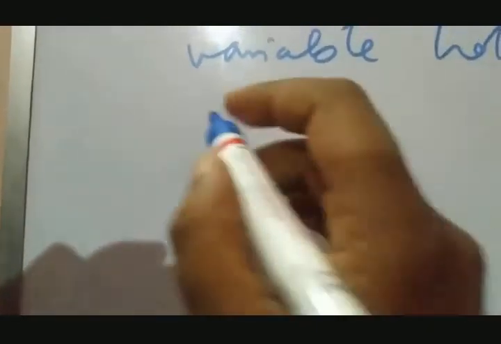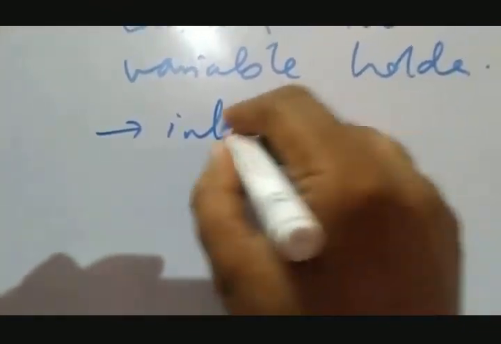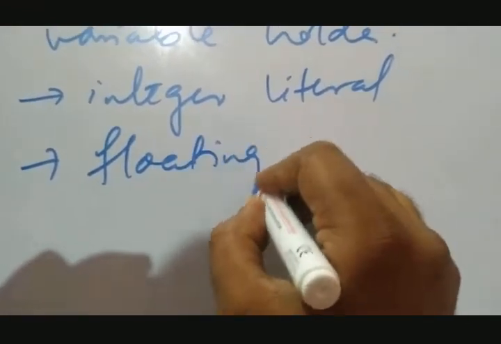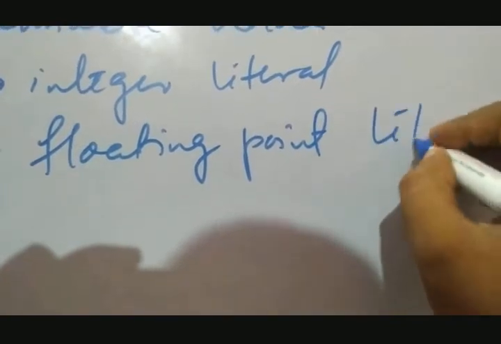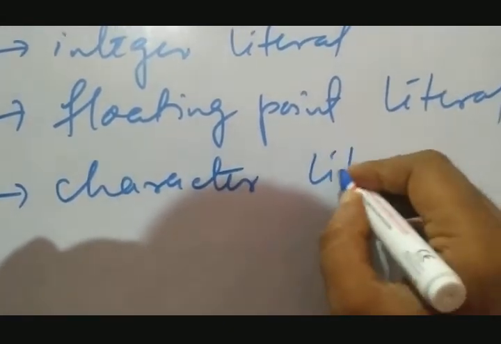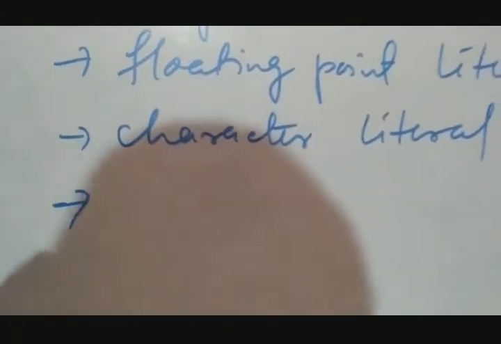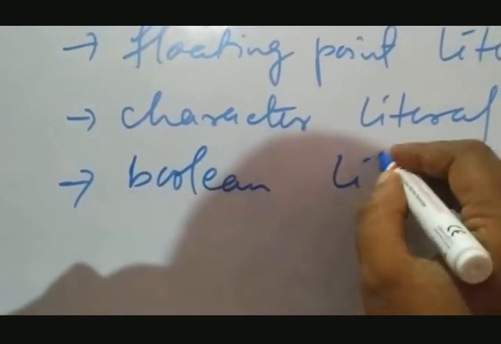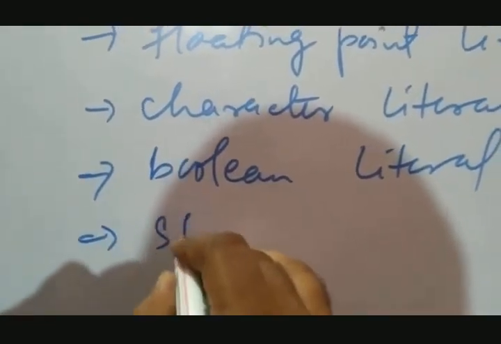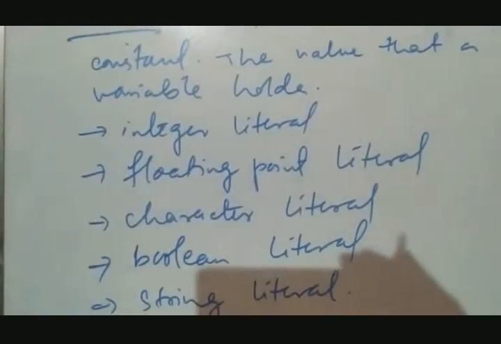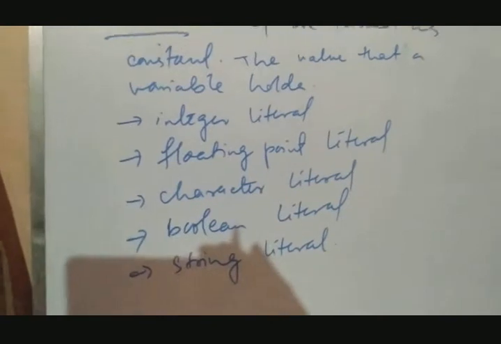Now the literals can be classified as: first one is integer literal, floating point literal, character literal, Boolean literal, and a string literal. These are some of the literals.